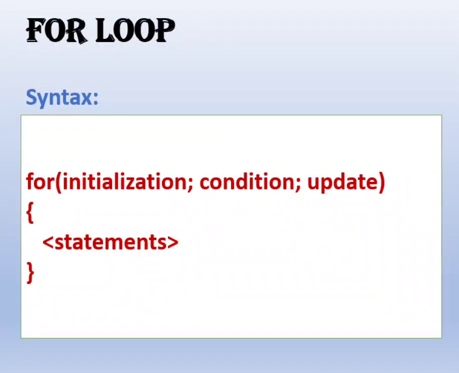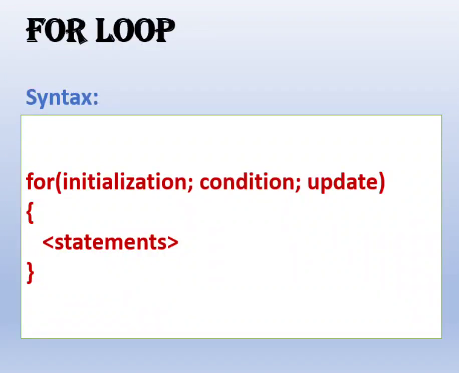And condition is nothing but until what iteration you want to run this for loop. In this case, if you want to run from 1 to 10, the condition should be i less than or equal to 10, so that the loop will run for 10 iterations.